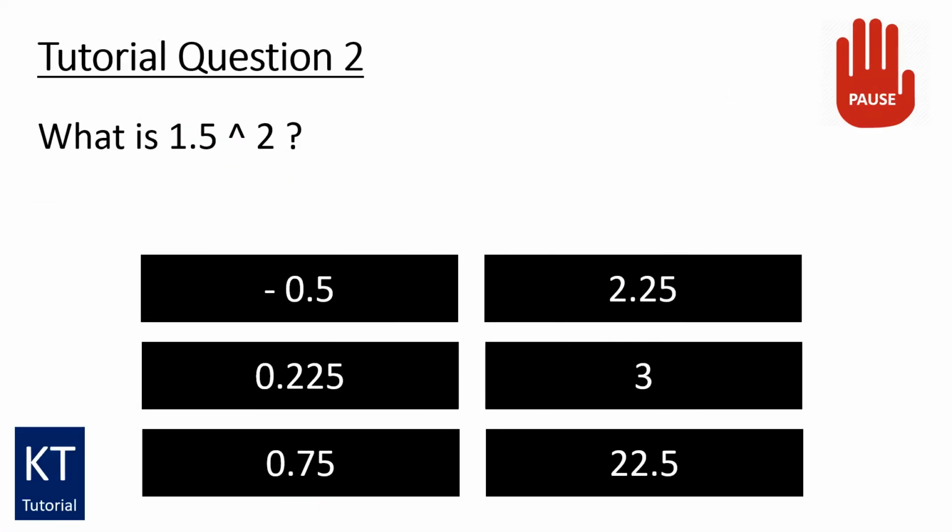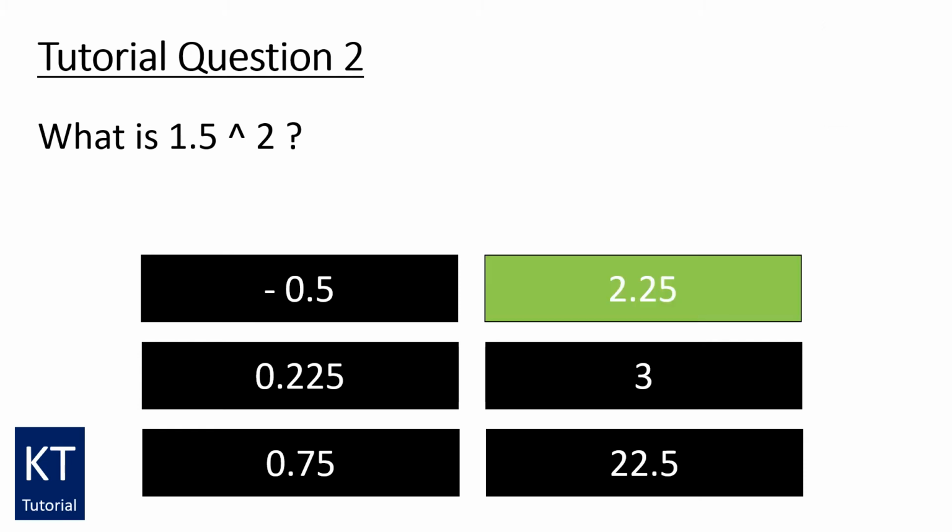Tutorial question 2. Do press the pause button as required. What is 1.5 to the order of 2? The answer is 2.25. If you don't like working with decimals, you can refer to the next slide on how to work on this using fractions.